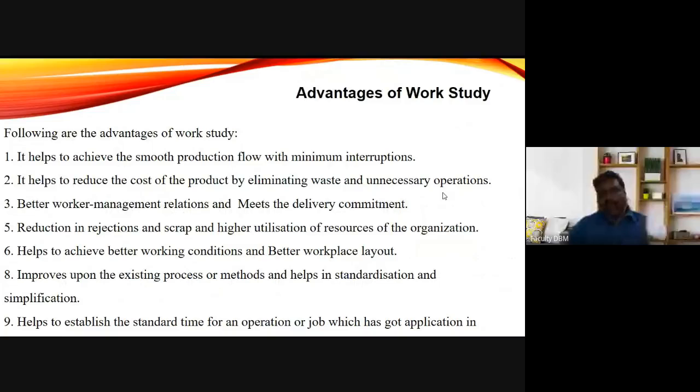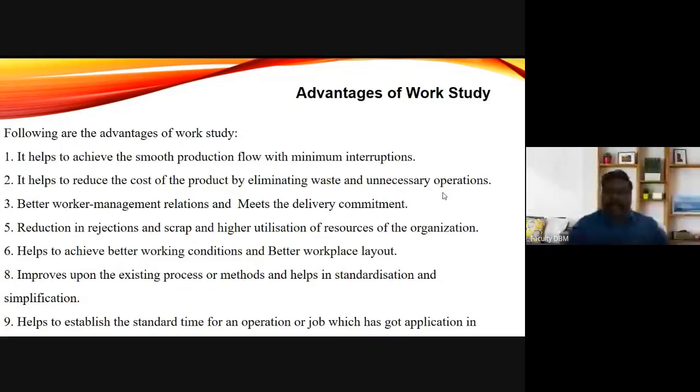So what are the advantages of work study? The following are the advantages of work study. There will be no breakdown. It helps to reduce the cost of the product by eliminating waste and unnecessary operations. If you study, then we will know where the waste is, where the unnecessary operations are, where the people are moving without any goal, or unnecessarily taking much time to gather any items or do the work.